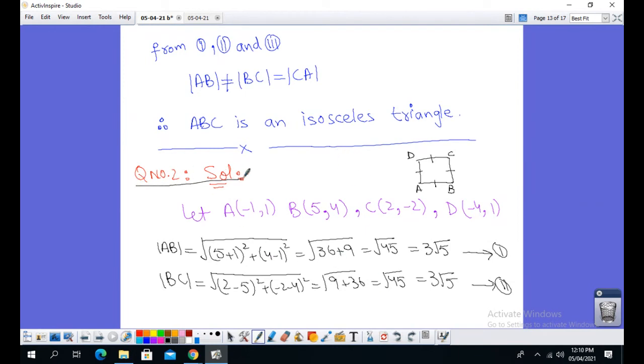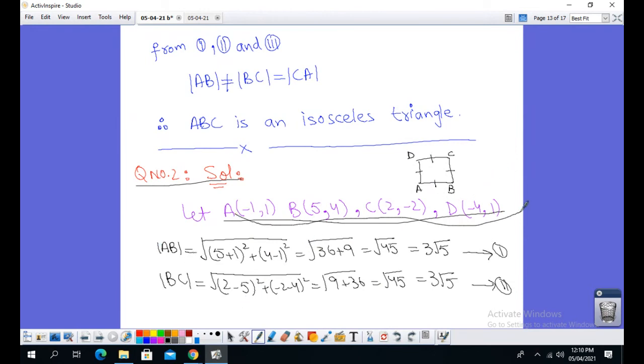Now we move towards our second question. In our second question, the given question is: show whether or not these points, the points A, B, C and D, form a square. If these points form a square, then all the sides are equal. If these points do not form a square, then these sides are not equal.